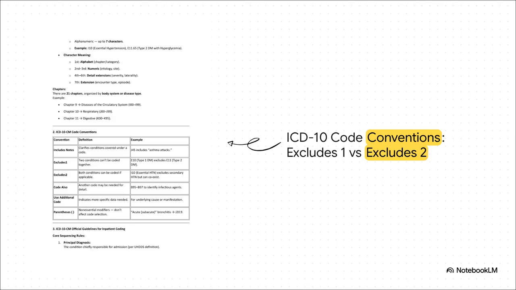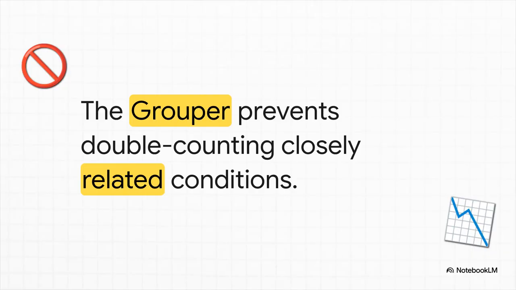Then, on the other hand, there's Excludes2, which is more of a softer rule, meaning both conditions actually can be coded together if both are applicable and clinically present. So the absolutely crucial point here is how this actually applies to CCs and MCCs inside the DRG grouper. You see, the system has built-in exclusion lists. When a secondary condition is inherently part of, or just too closely related to, the principal diagnosis, the grouper is going to step in and suppress its CC or MCC status.